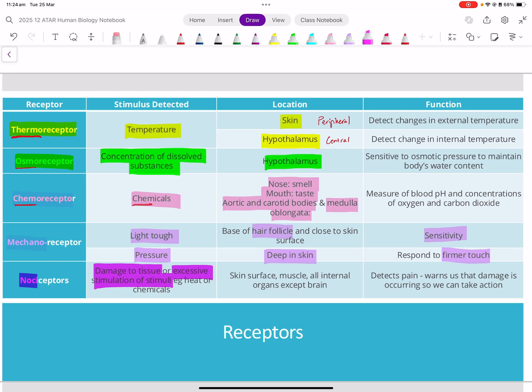Okay? Now, we find nociceptors on the skin surface, muscle, and basically all internal organs apart from the brain. And this gives us both our visceral and somatic sensation. The reason that we want pain receptors is so that we can detect pain and we can prevent further damage being done. So we can take action to prevent further damage. If you don't have pain receptors, you don't have nociceptors, you can't take action and you can actually put yourself at more risk of harm by not changing the way that you respond.